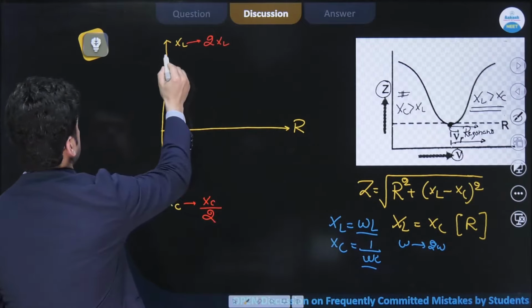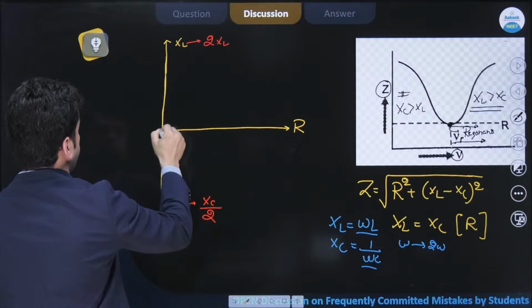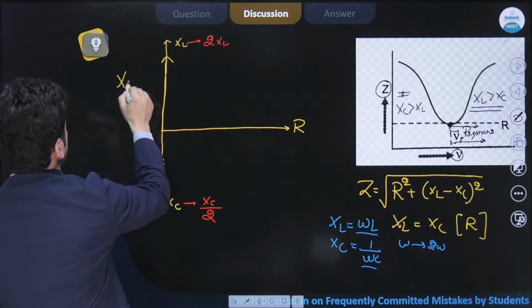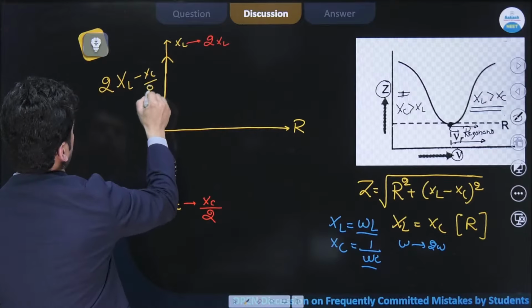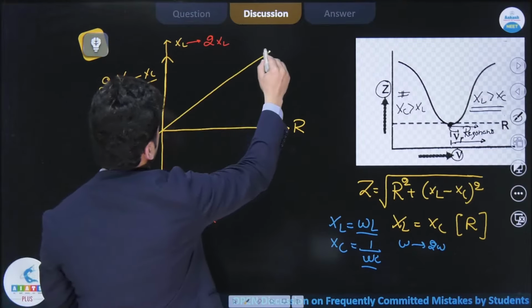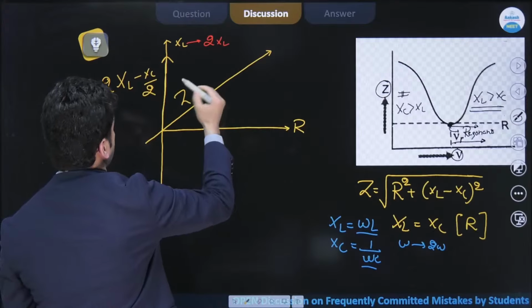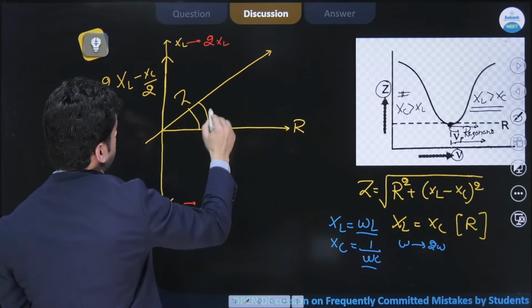So this will somewhere be XL, this will be 2XL minus XC by 2. So this is your Z impedance, and this angle is given to you as 30 degree.